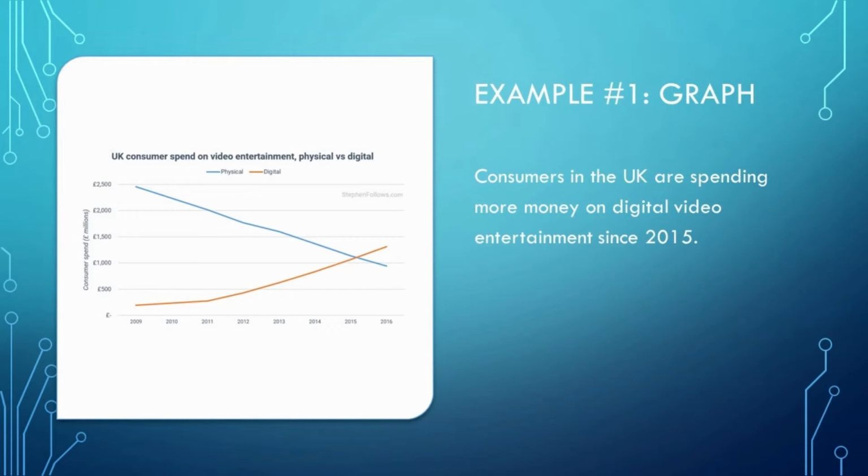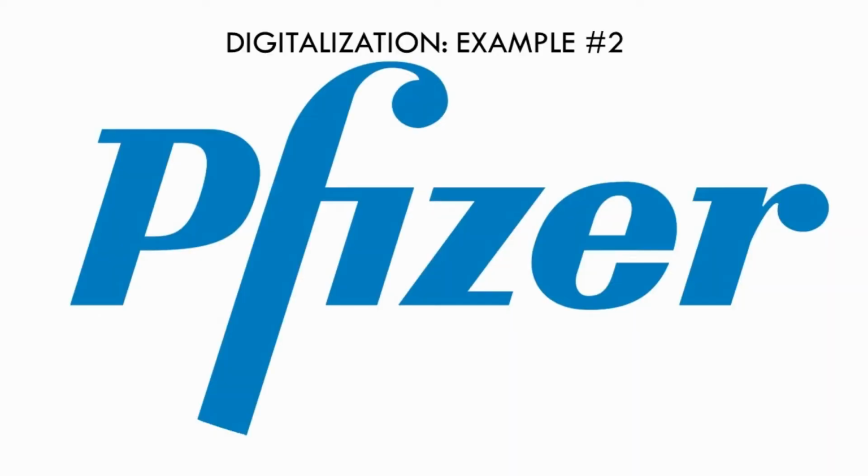Here is a graph showing how the consumers in the UK are spending more money on digital video entertainment since 2015. Now, this graph is just one piece of evidence showing the effects of digitalization on the movie industry.